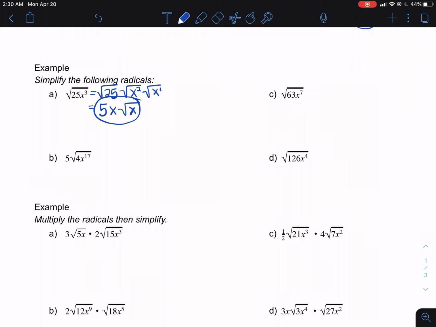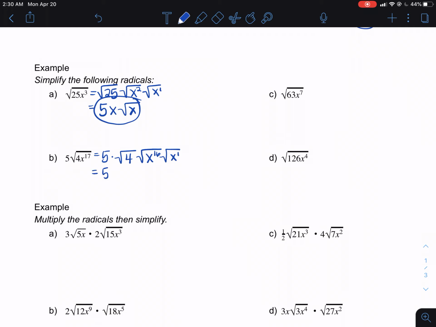in terms of our variables. So looking at b, we have 5 times the square root of 4x to the 17th. So the 5 is just going to hang out. We know the square root of 4. And then the square root of x to the 17th. 17 is odd. The largest even number under 17 is 16. And then we have 1 left over to give us the 17.